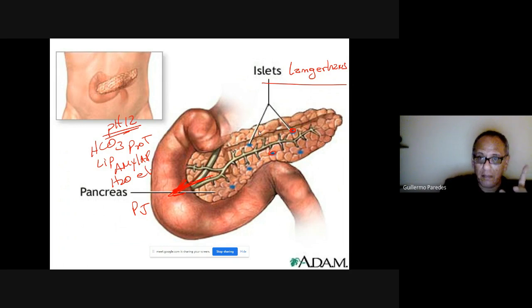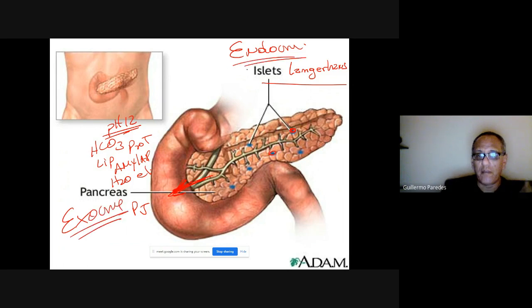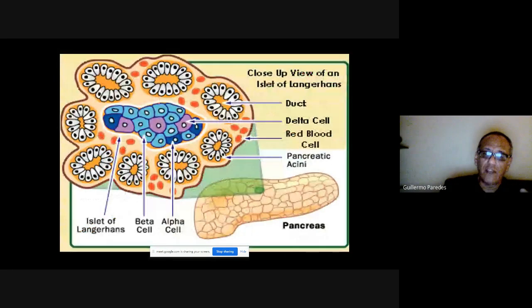You need to know the name. That is the endocrine portion. The pancreatic juice is the exocrine portion of the pancreas. So that's why the pancreas is a mix, endocrine and exocrine. So these islets of Langerhans are these. These are the islets of Langerhans.